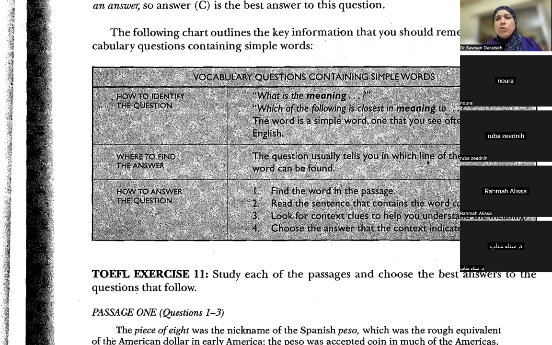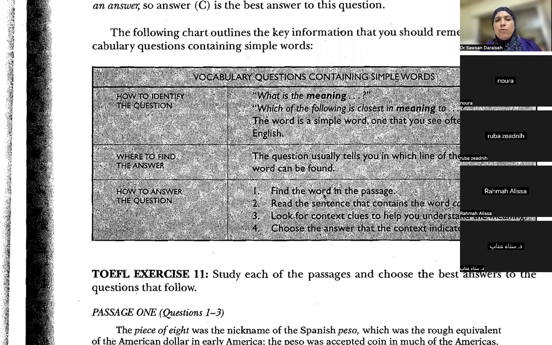The question usually tells you in which line of the passage the word can be found. So when you're told where the word can be found, run to that word and to the context in which it is put and read it in a complete sentence. And like I said, make sure that you understand the context, okay?